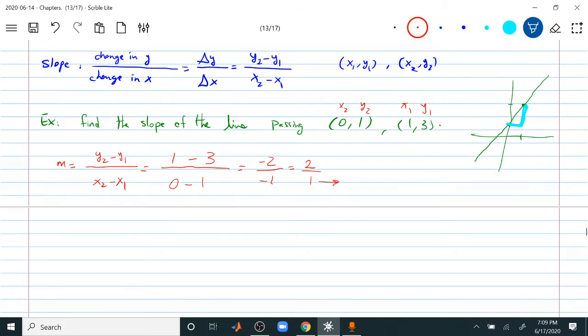What does it tell you? This tells you the amount of run here, the denominator, and the numerator is rise. It means if you make one movement in the x direction, you should move up 2 movements in the y direction, starting from anywhere on this line. I make one movement in the right direction, and I have to make 2 movements upward.